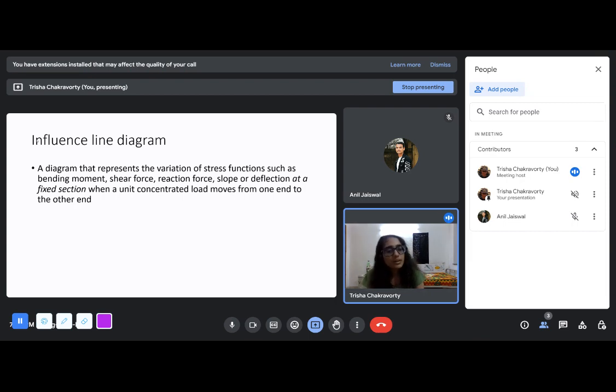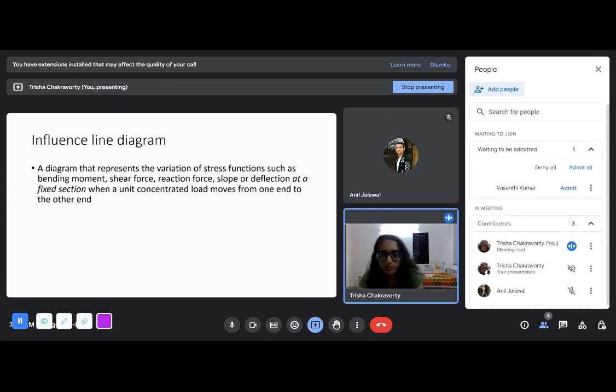Now, the stress function term is new, but it can represent any kind of response of the structure, like the bending moment, the shear force, the slope or deflection at a fixed section when a unit concentrated load moves from one end to the other end. So, there are a lot of clauses in this definition.